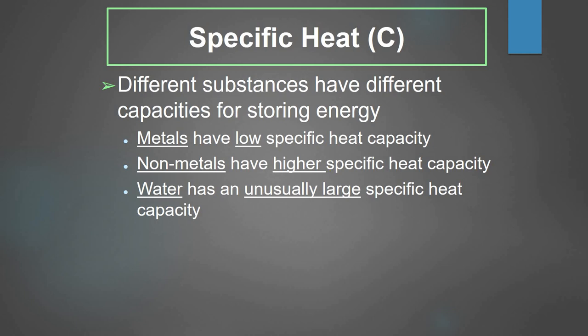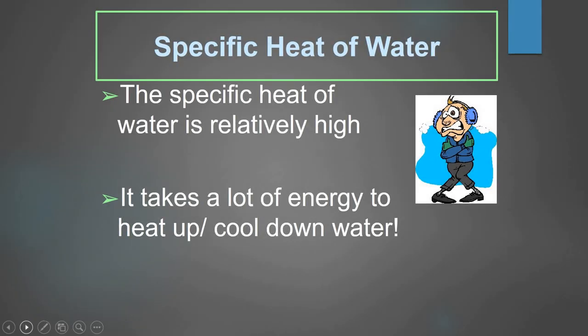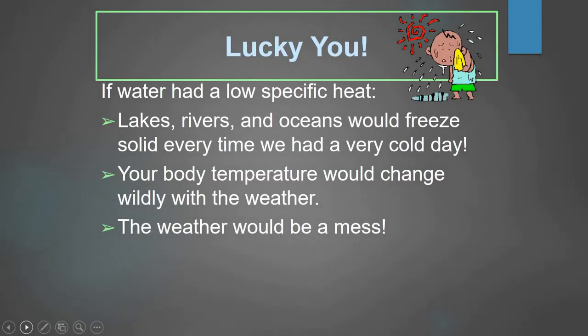So at the upper end, it would take a lot more energy. Water has an unusually large specific heat capacity, which is good because it takes a lot of energy to heat up and cool down water, which is perfect because we have lakes, rivers, oceans, and we have it in our body. If it had a low specific heat, lakes, rivers, and oceans would freeze when we had a cold day, which would be very bad for the wildlife and all the organisms living in it because they would all die every time it got cold.